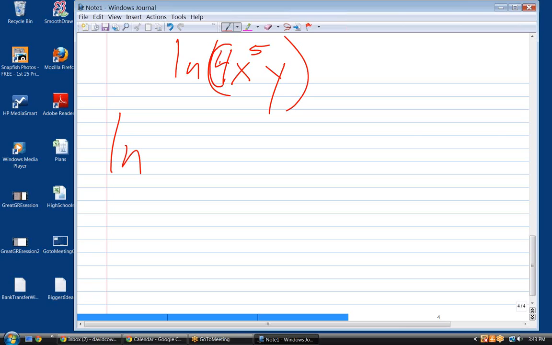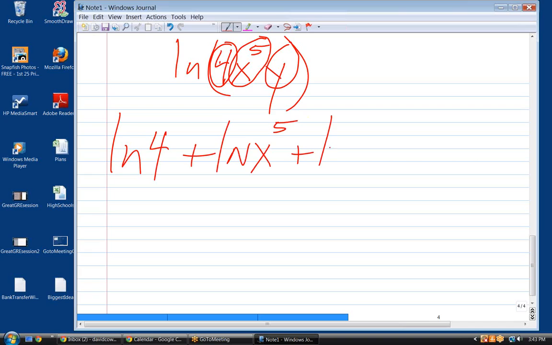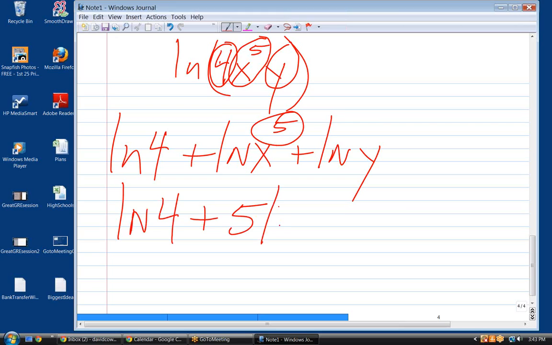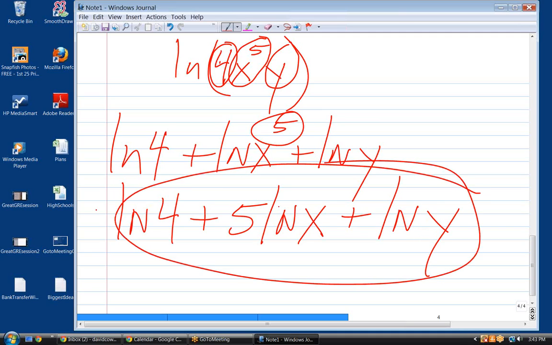Okay. Well, we've got 3 things being multiplied. So let's first of all separate those into addition. So that's the log of 4 plus the natural log of x to the fifth plus the natural log of y. That's step one. And then this 5 we can put in front. In other words, expanding is the opposite of compressing. Whatever we do in compressing, we do the opposite when we expand. There's your expansion.